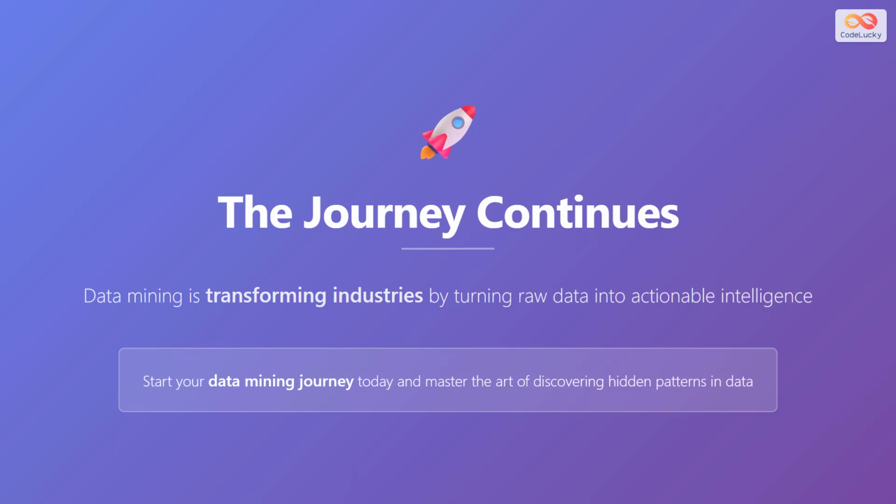Start small with simple datasets, gradually tackle more complex challenges, and continuously expand your skills. The future belongs to those who can extract meaning from data. Your data mining journey starts today. Embrace the challenge, stay curious, and master the art of discovering hidden patterns. The opportunities are limitless, and the impact you can make is significant. Begin your data mining adventure now.